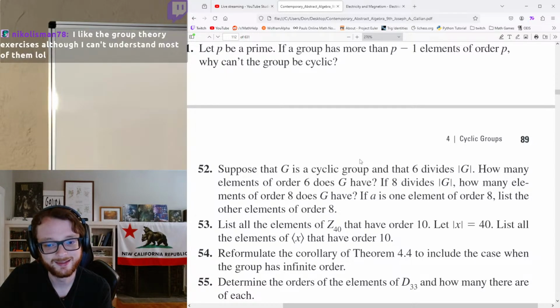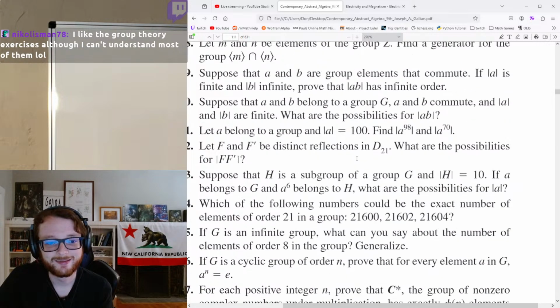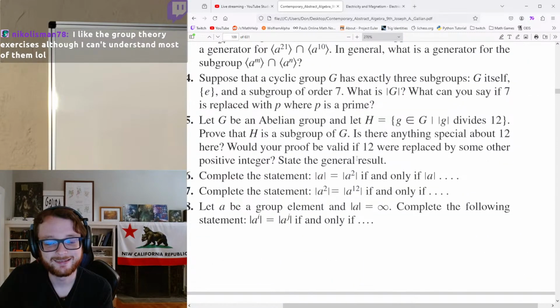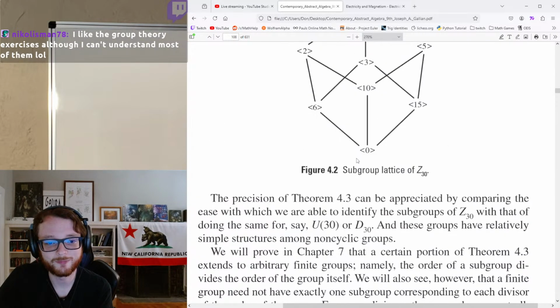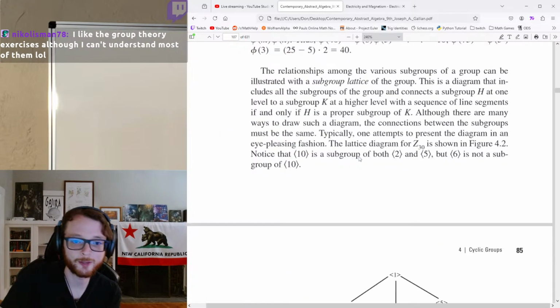You like the group theory exercises that you can't understand most of them? I mean, that's fair. I've been struggling. I've been struggling with this chapter.